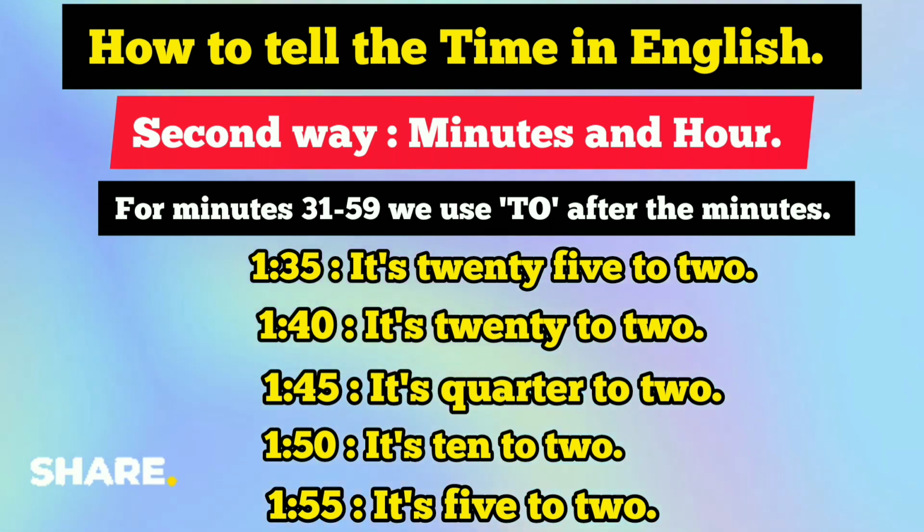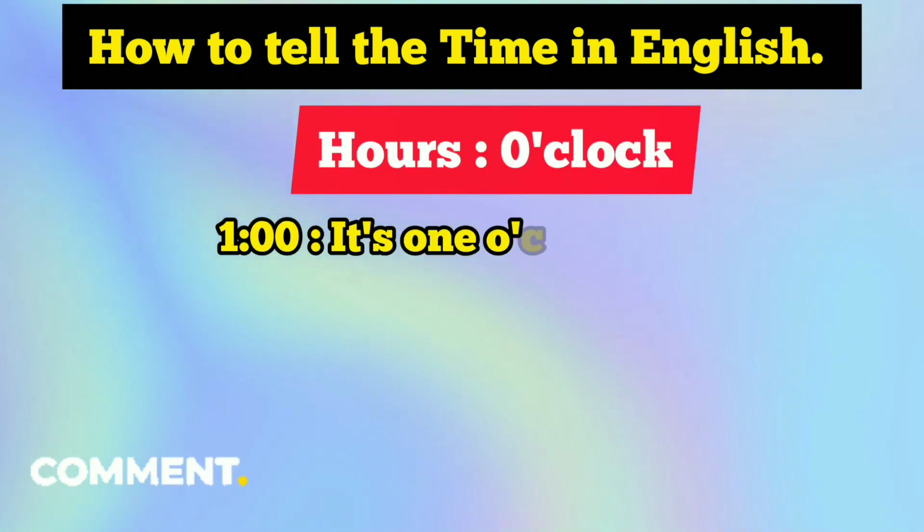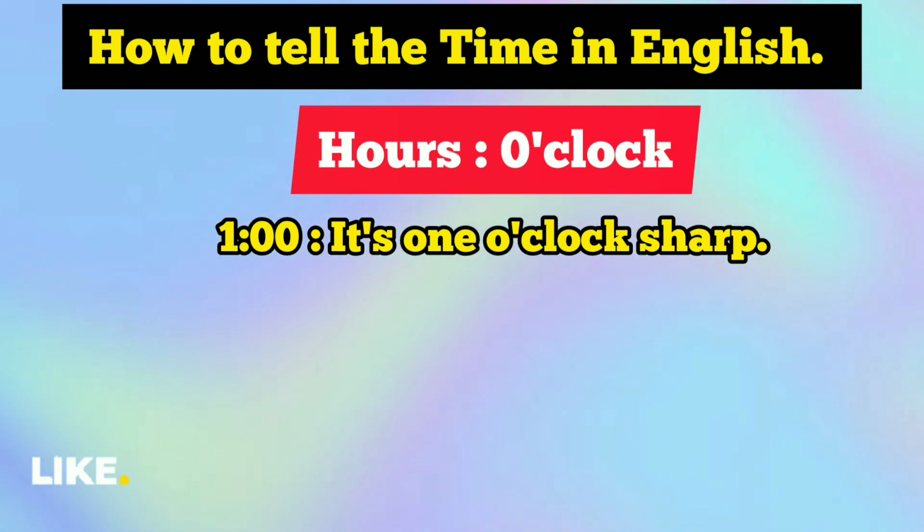You can use the first method or the second method because it's very important in spoken English when you're describing the time. Someone is asking you the time, you have to tell the time in these two ways. And apart from that, when there is hours on your screen, it's 1 o'clock sharp. You can use sharp, or if you don't want it's okay.